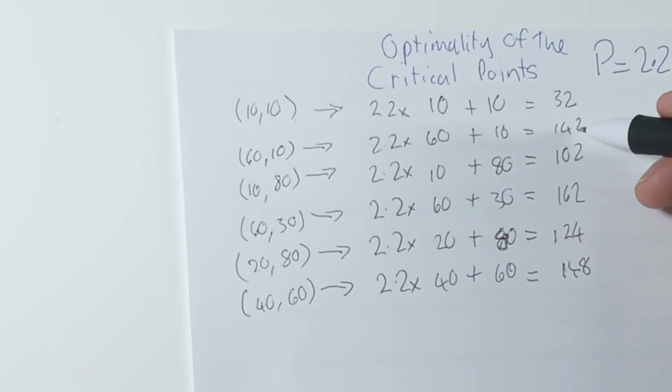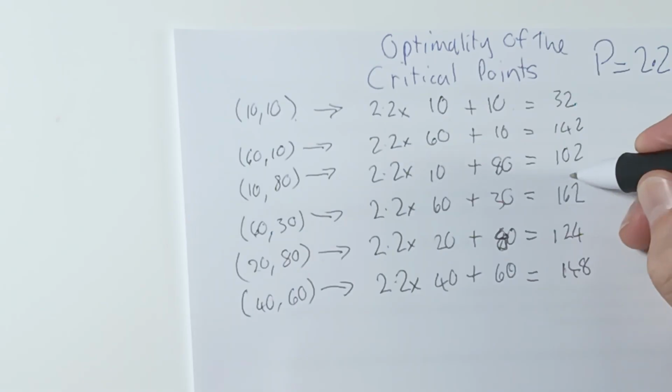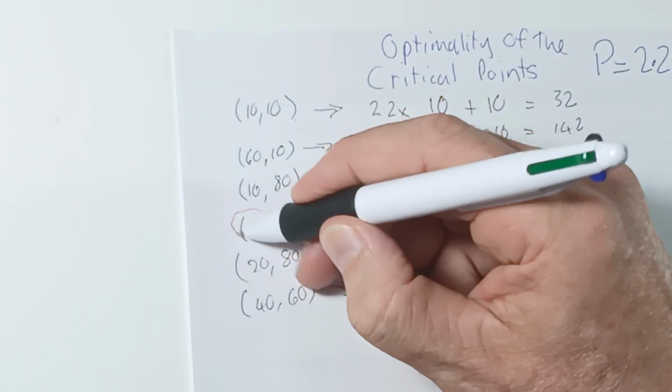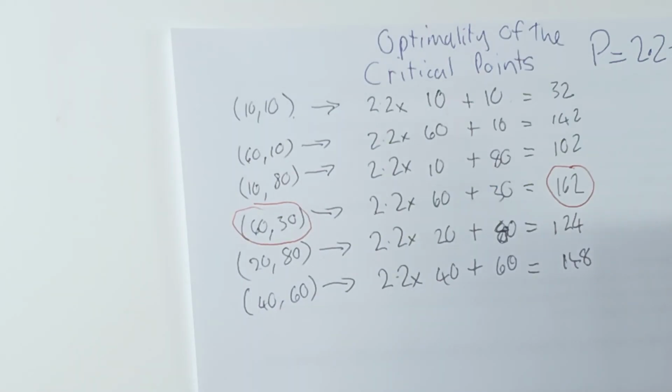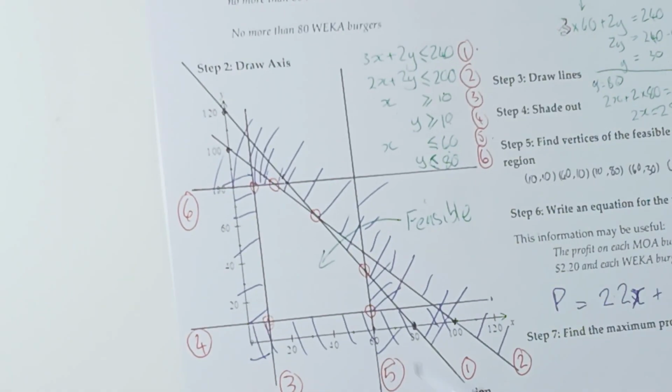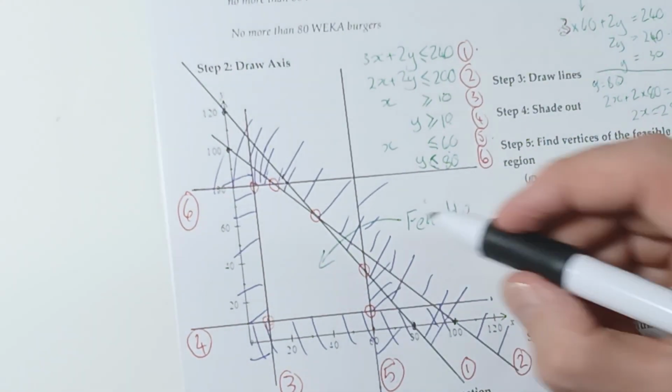We simply have to look down the list for the biggest number. 162 is the biggest number, so this is our optimal critical point, 60, 30. So x is 60, y is 30, which is this point here.